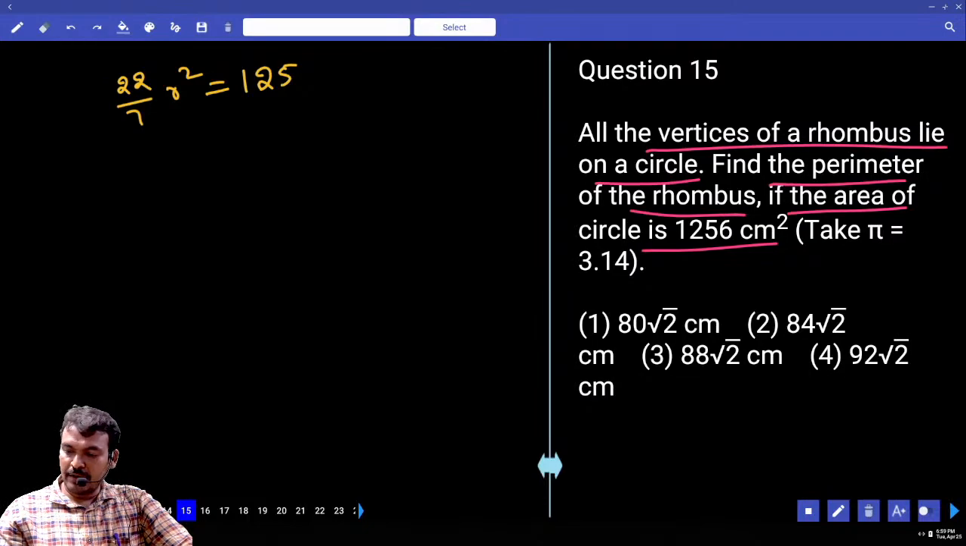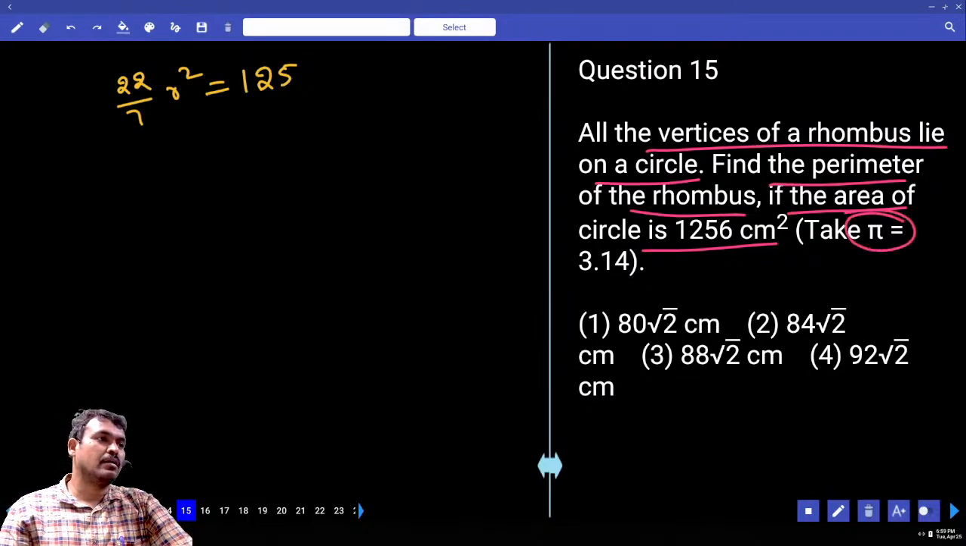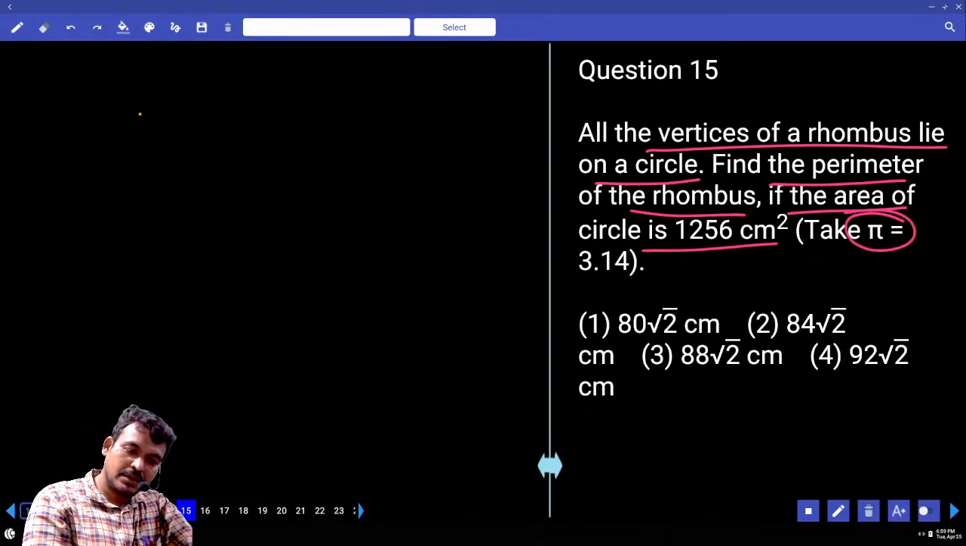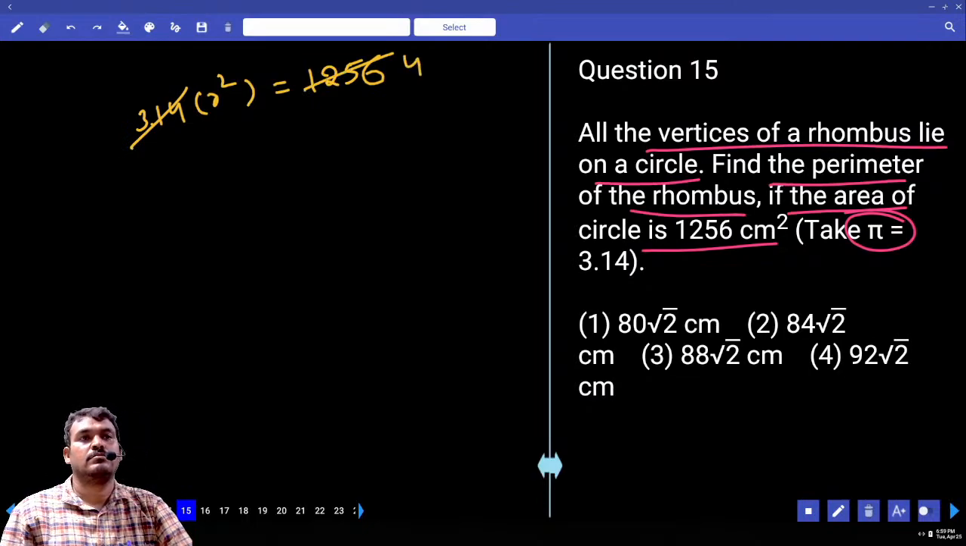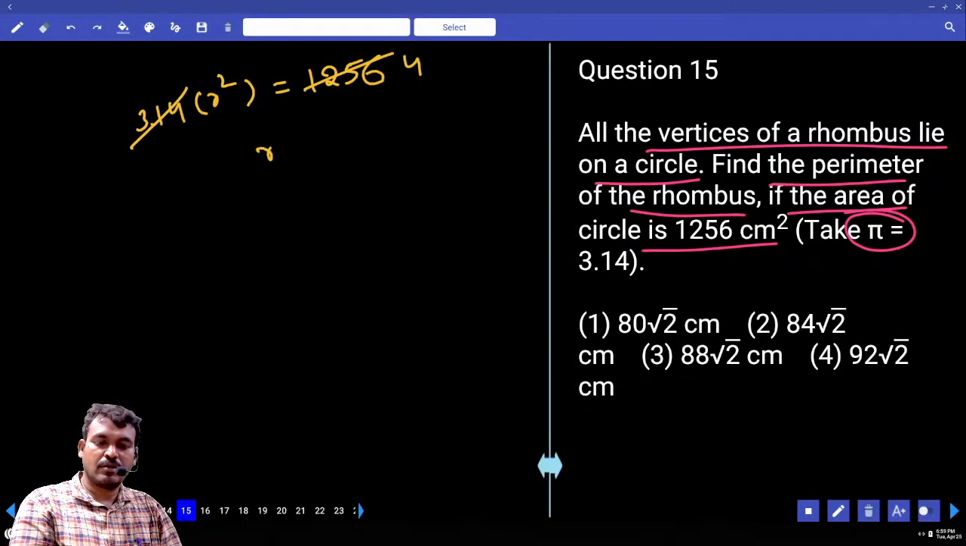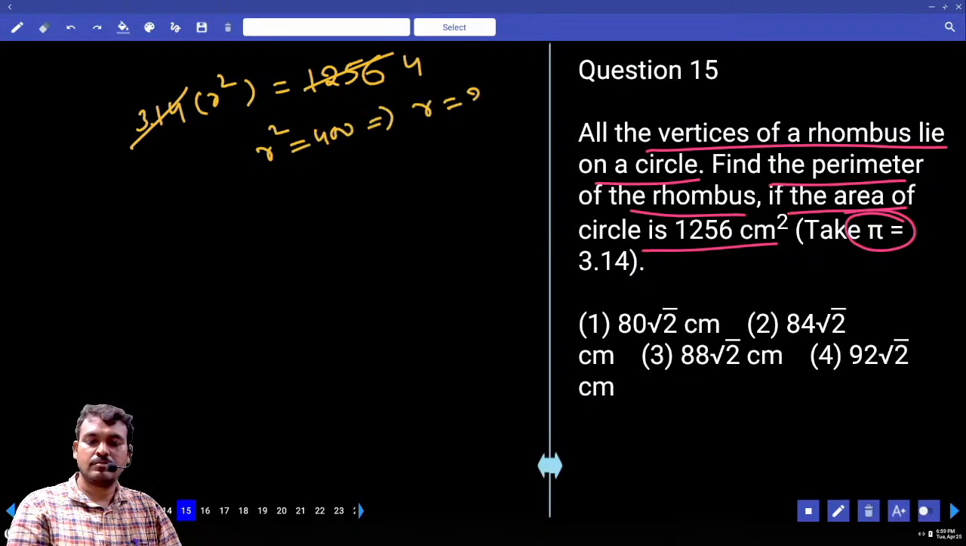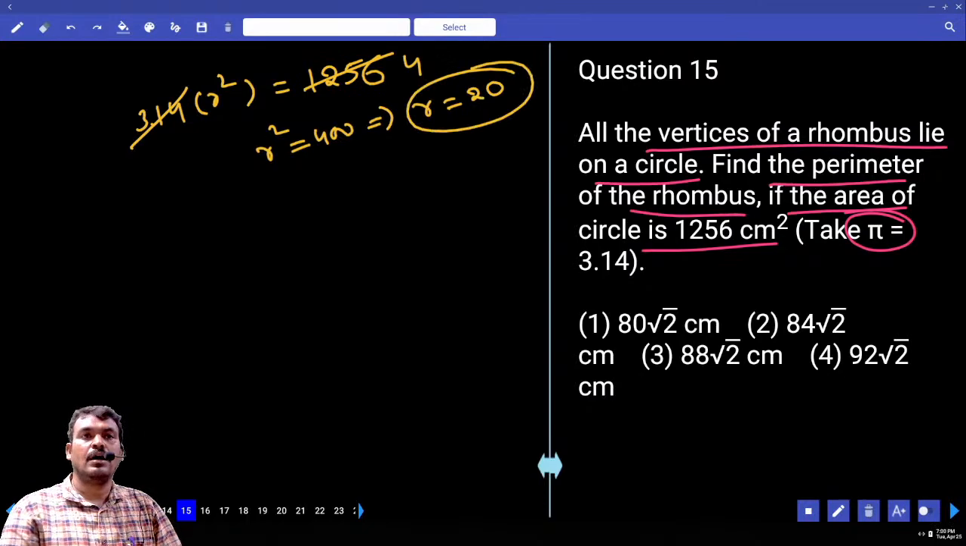What is the pi value? 3.14. Means 3.14 into r square equal to how much? 1256. 314 directly 4 times. Left hand side 2 decimals, it will become right hand side 100. R square equal to 400. R equal to how much? 20. R equal to 20.